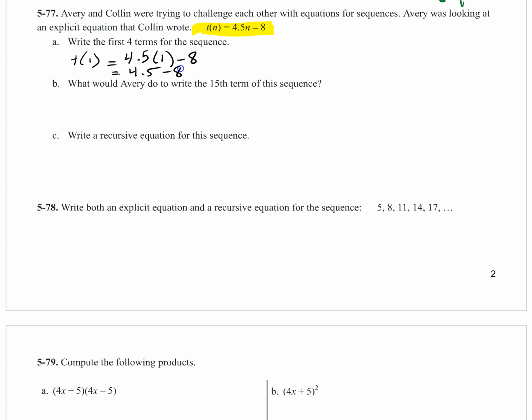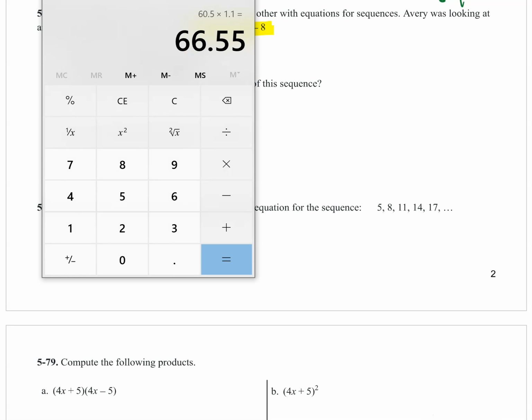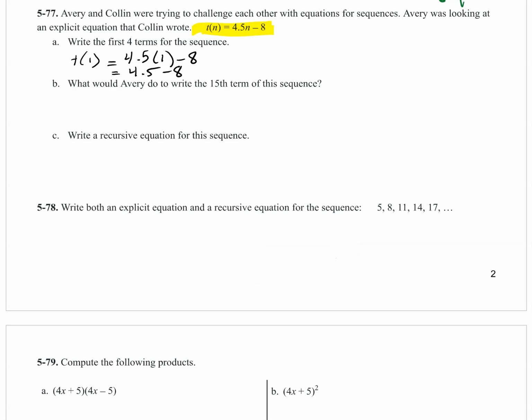That's 4.5 minus 8. That's negative 3.5. Okay, so that's the first number in our list. To get the second number, plug in 2. Alright, so you replace n with 2.